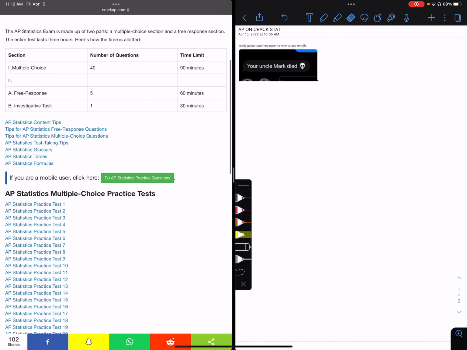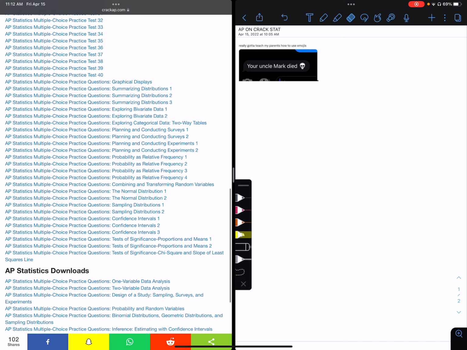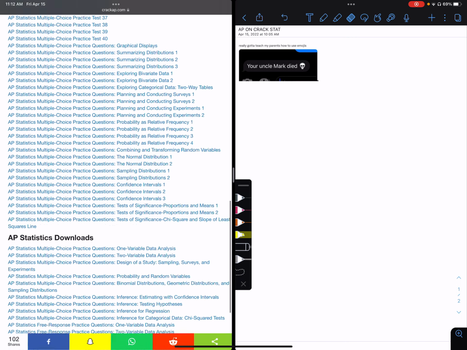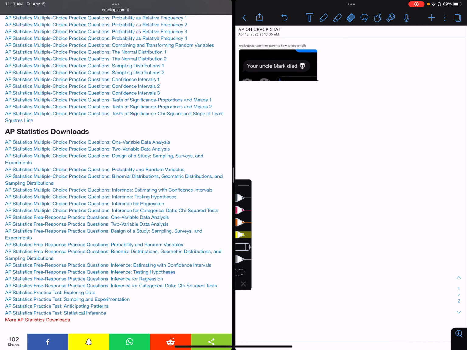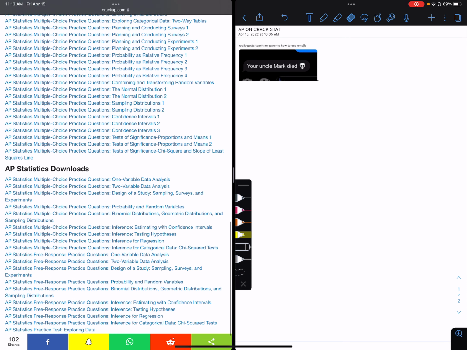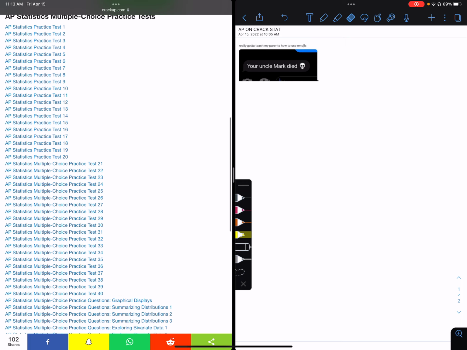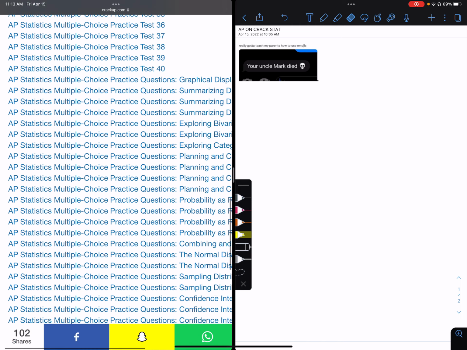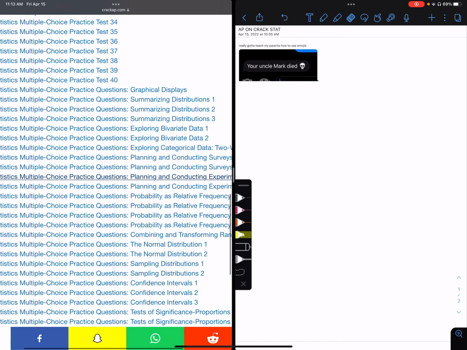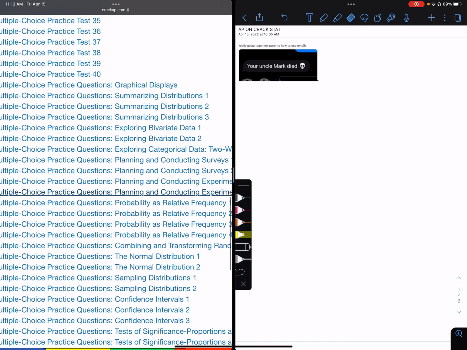So, practice test number one. Oh, there's a lot. Wow, dang. I have my calculator with me, my TI Inspire. I don't really have a good way of showing it, but oh well. All right, so this is a multiple choice practice test, questions specific to confidence intervals. These are downloads. All right, we'll see. Let's just start with the first one.